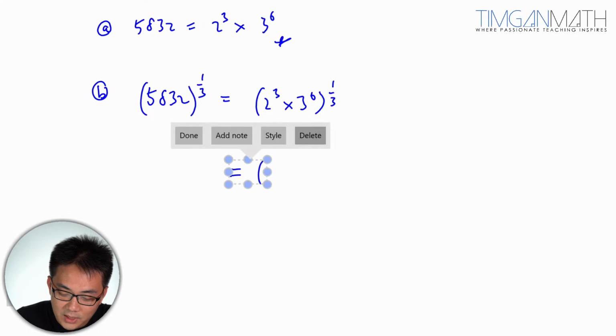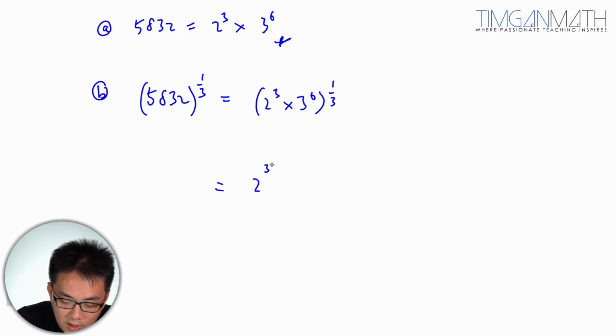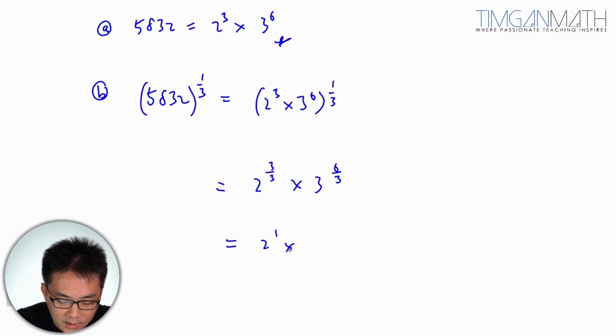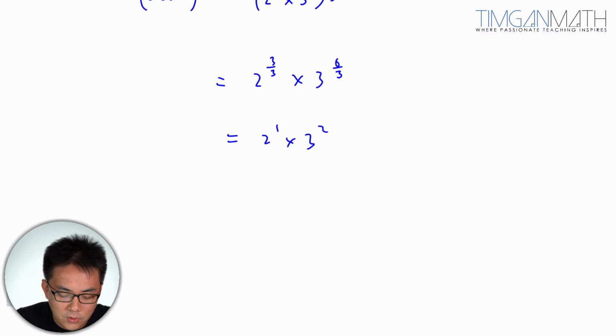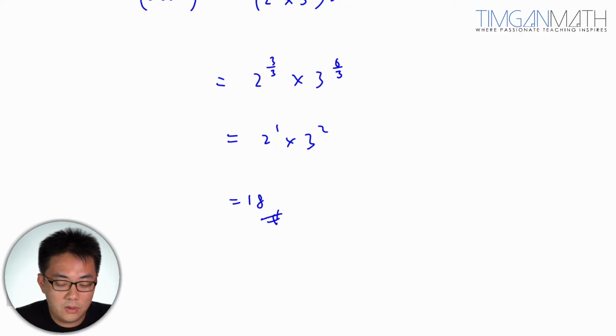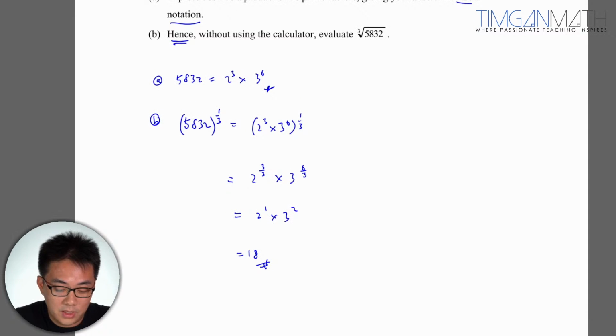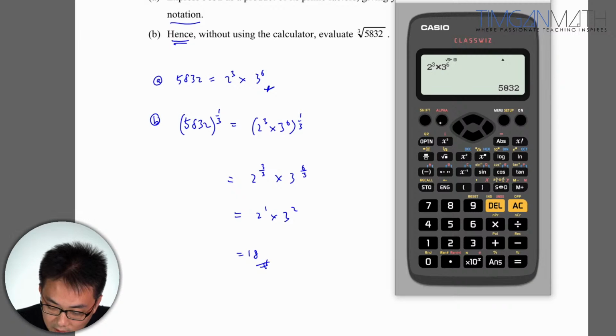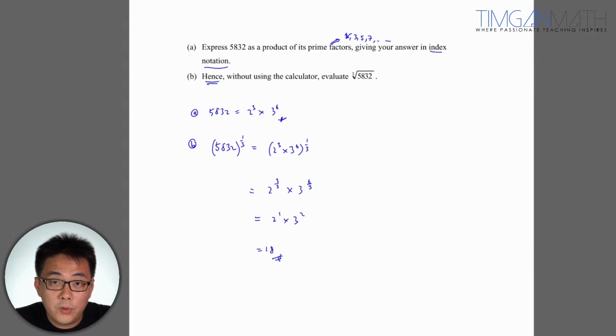So let me explain a bit. Here it will just be 2, 3 divided by 3 for the power, and 3, 6 divided by 3. So this will be 2 to the power 1 times 3 squared. This will be 9 times 2, which is 18. Hence, you need to use the index notation form. Similarly, don't forget to check your answer by cubing and see, yes, it's 18. So that's how we do this question proficiently. Any questions or comments, please do let me know.